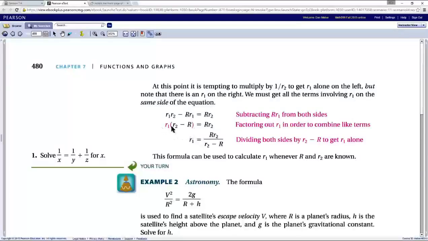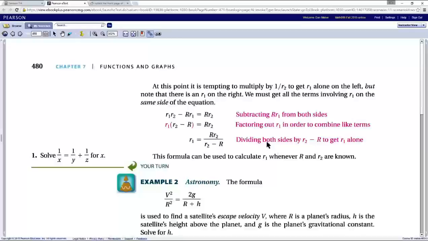Well, now if I wanted to solve for R sub 1, I would take 1 over this whole thing, make this the denominator of the fraction, right? And that would make that go to 1. They don't show that entire thing. They call it dividing both sides by R sub 2 minus R.